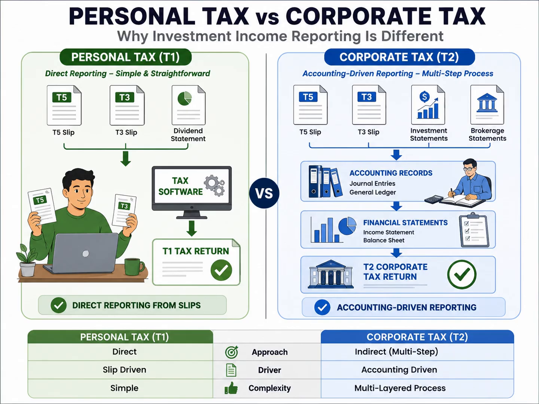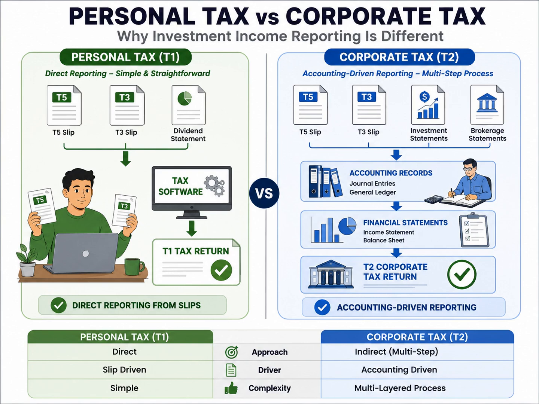So the corporate process follows a much longer path. Tax slips and investment documents, then accounting records, then financial statements, and finally the T2 return. This distinction is one of the most important concepts in corporate tax preparation. For personal tax, the return is primarily slip-driven. For corporate tax, the return is accounting-driven.